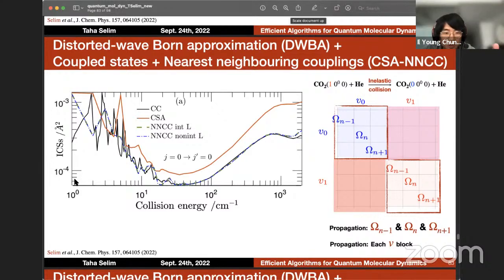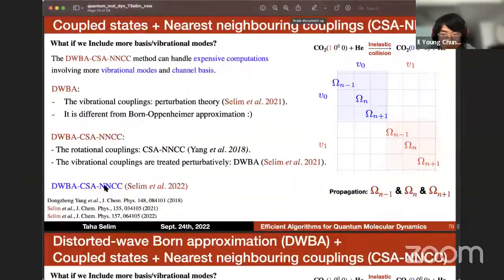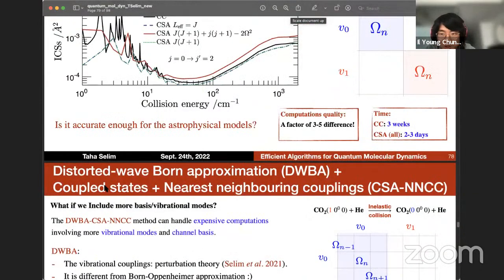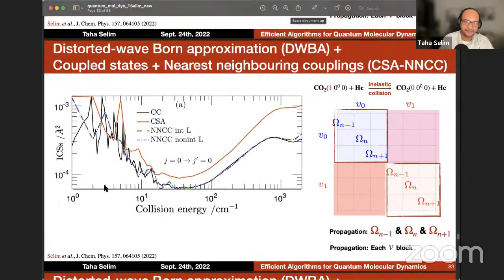Going back to the slide though, so in this coupled state nearest neighbor coupling, this one here. Sorry, the slide that you're just at. Yeah, it looks like it's pretty accurate in the classical, but obviously it's still inaccurate in the lower part of the graph.